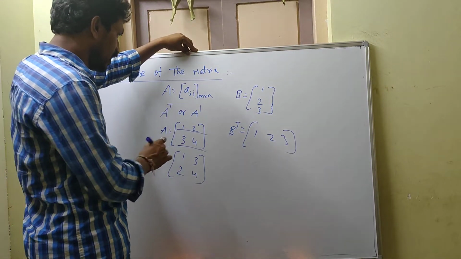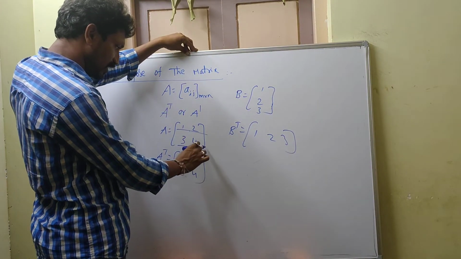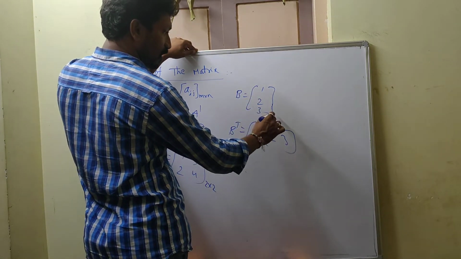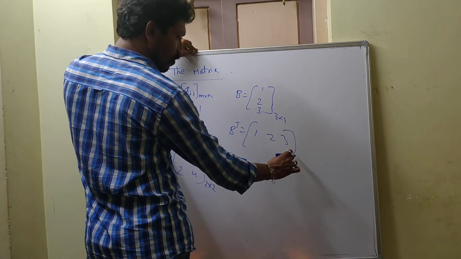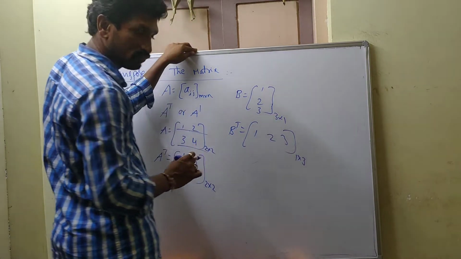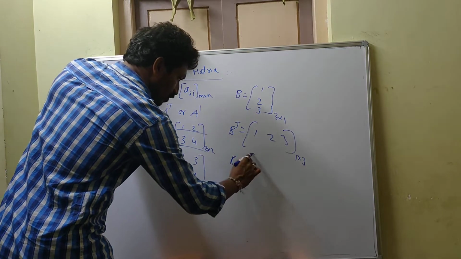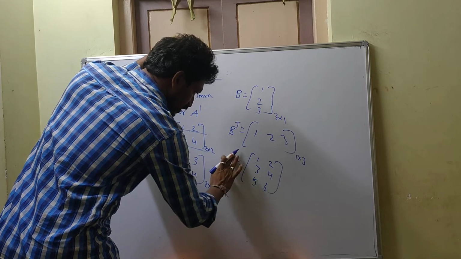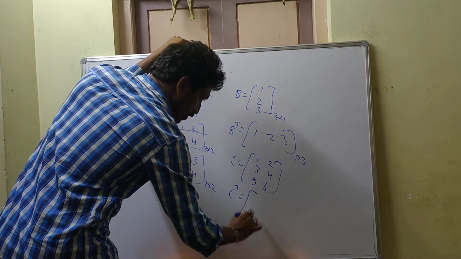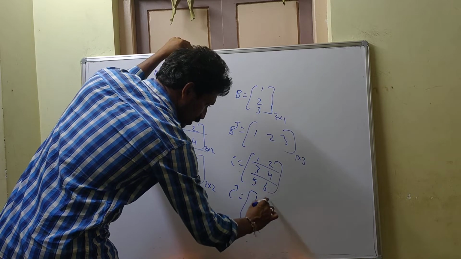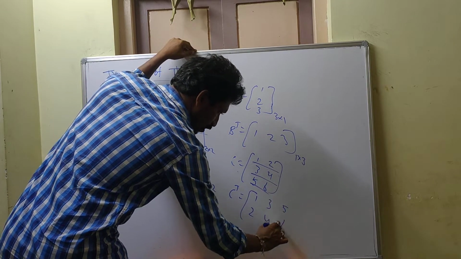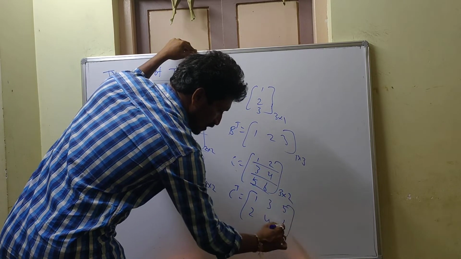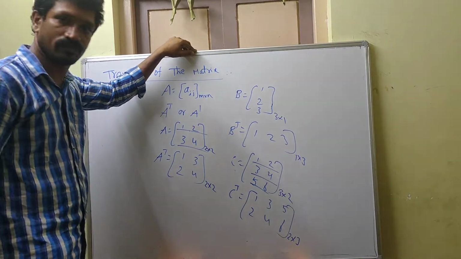See here, the order of A is 2 by 2, order of A transpose is 2 by 2. Order of B is 3 by 1, here it becomes 1 by 3. If you take C is equal to 1, 2, 3, 4, 5, 6, then C transpose becomes: first row as first column, second row as second column, third row as third column. See, what is this order? 3 by 2. What is this order? 2 by 3.